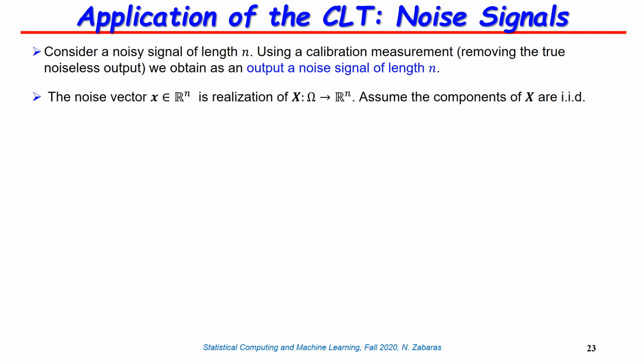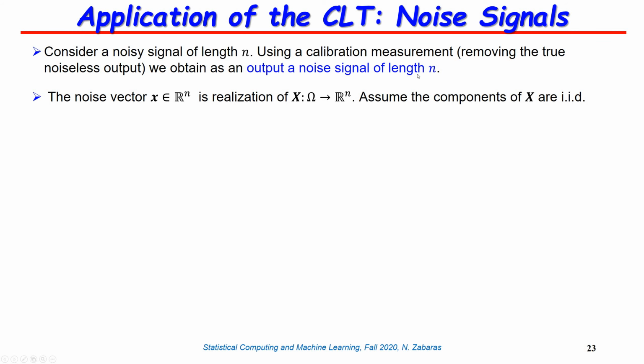To do that, obviously you need to know what the true noise-free signal is, so you're going to have to calibrate your measurement with something where you know what the true signal is without any noise. And if you know the true signal, you can subtract it from your noisy signal and compute a purely noise signal.